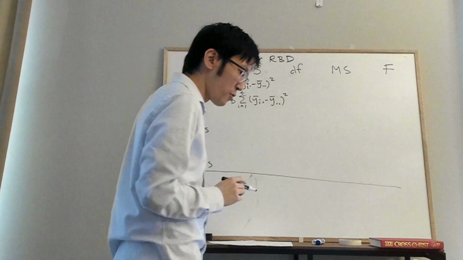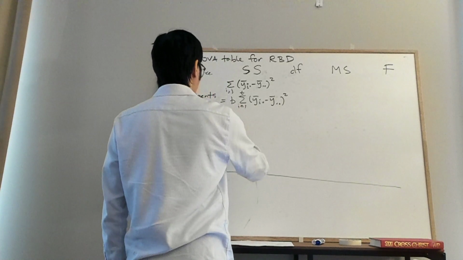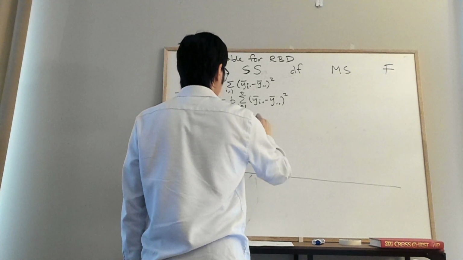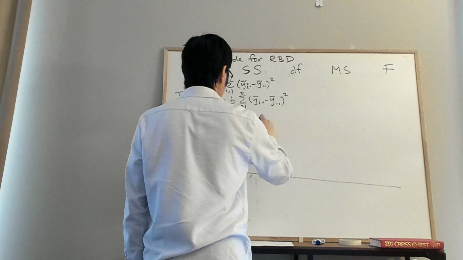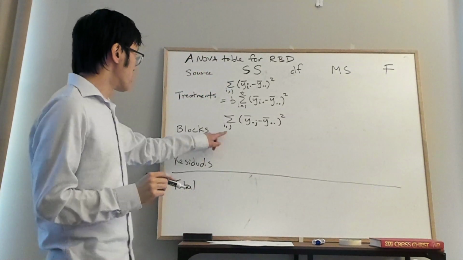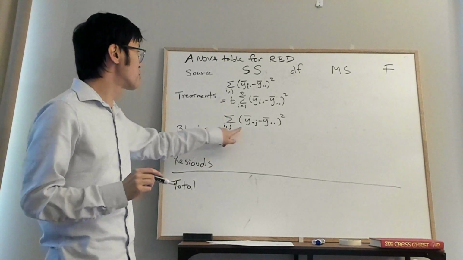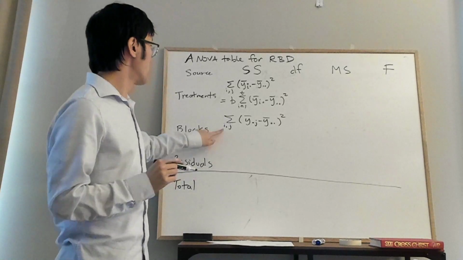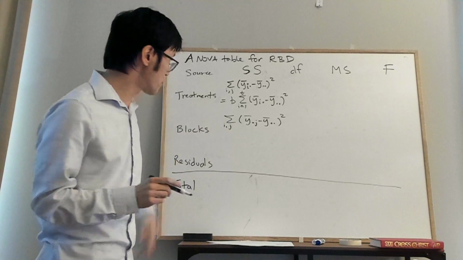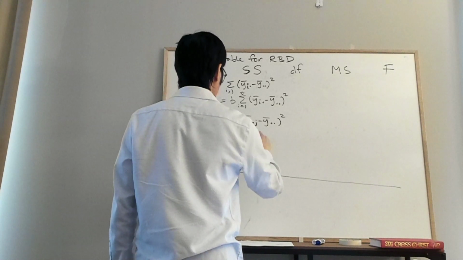I can do a similar thing for the blocks. The block sum of squares by definition is the double sum over the squared differences of the block means from the overall mean. Analogously to the treatment one, I can do the summation over i because there's no i in this expression. In the sum over i, how many times does it appear? Well, there are t treatments.